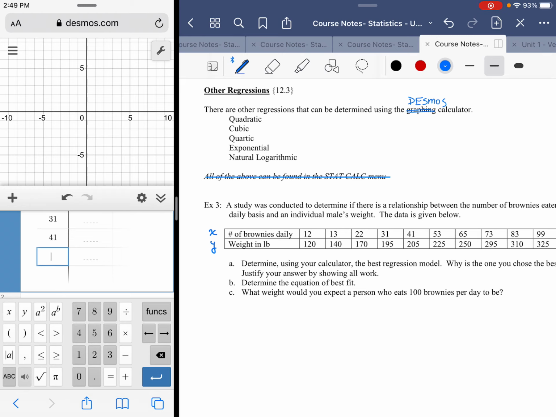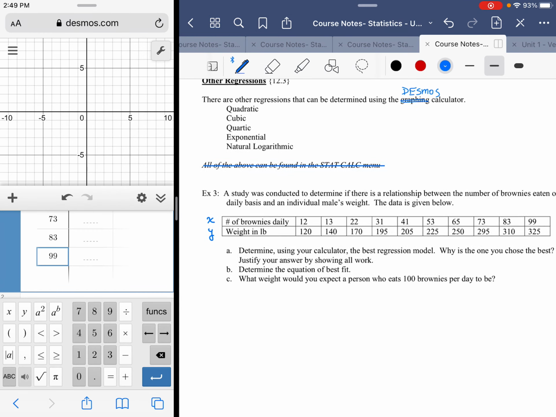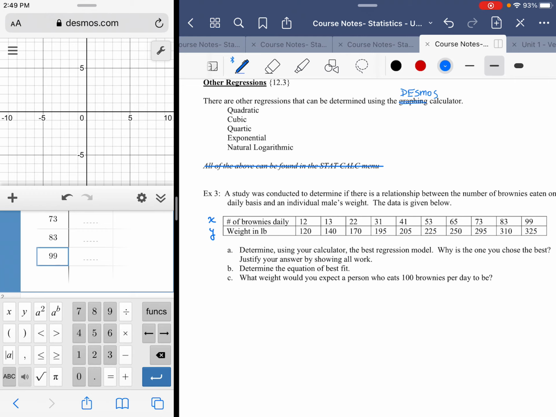41, 53, 65, 73, 83. There's a lot of brownies. And obviously you can tell that this is a made-up scenario. Because I mean, if it's possible to eat 99 brownies on a daily basis, I can't really fathom that. But if it's possible, I'd sure like to shake the hand of the person.